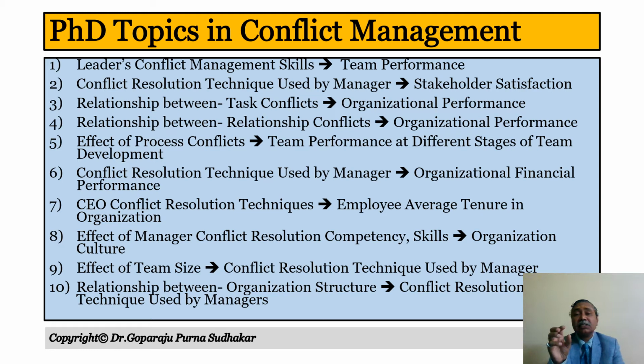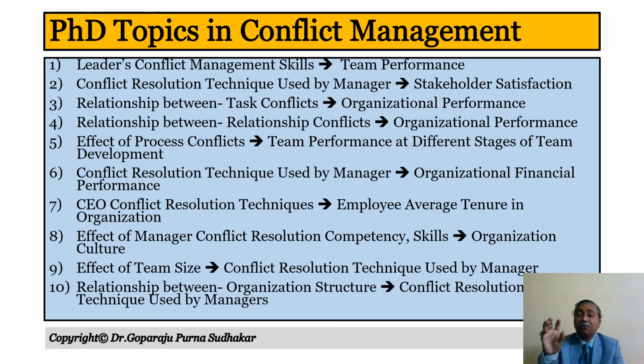Leaders' conflict management skills, and their effect over team performance. That can be studied. Conflict resolution techniques used by the manager and stakeholder satisfaction. See, there are different conflict resolution techniques. For example, one is withdrawal or avoiding confrontation, compromise, smoothing, similarly forcing. Different types of conflict resolution techniques are there. So which technique, when the manager is using it, makes stakeholder satisfaction high, that can be studied; the research potential is there.